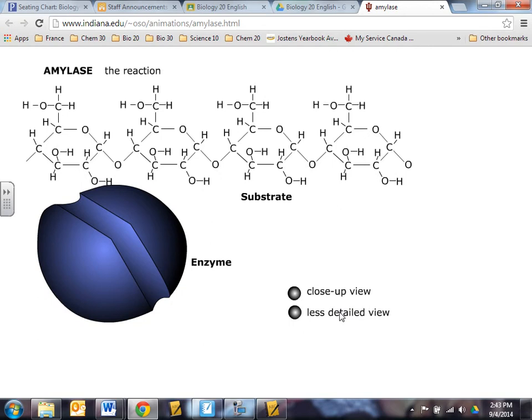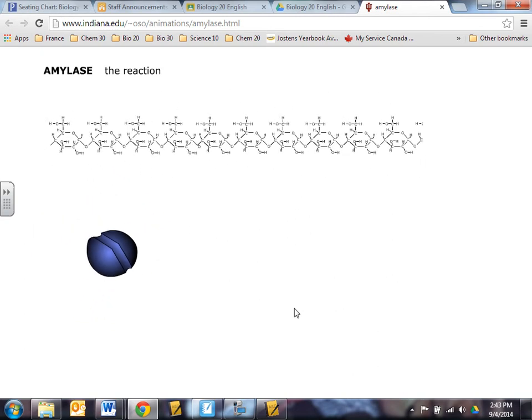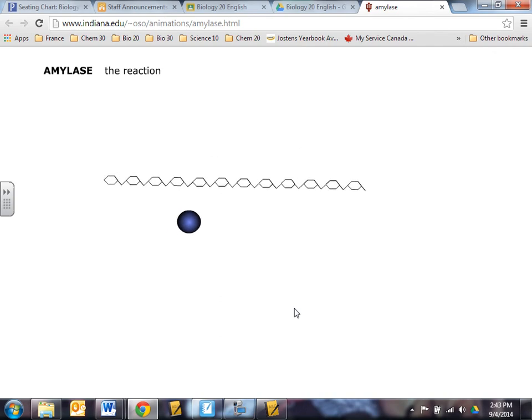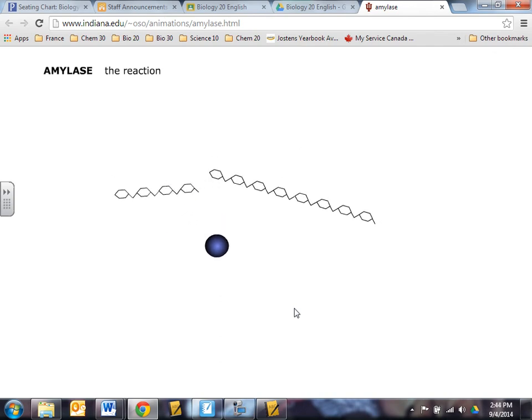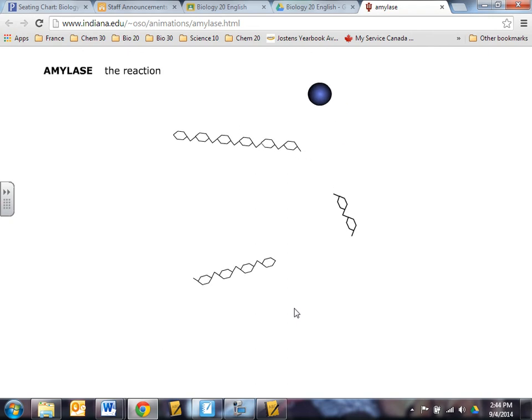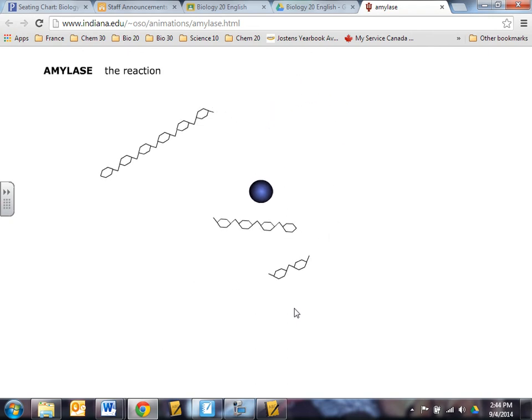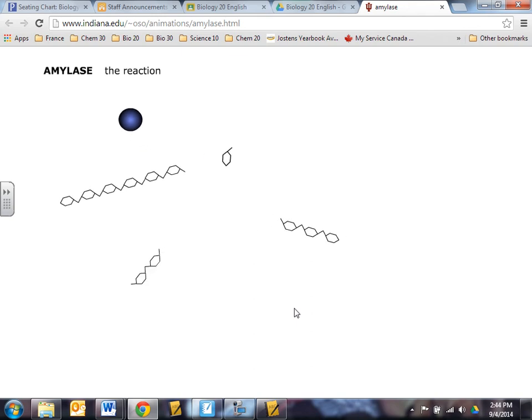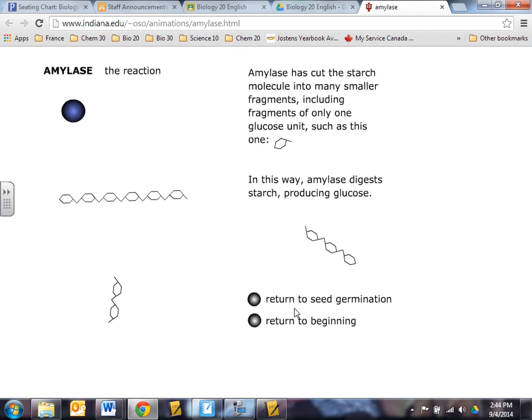Now I'll show you, first of all, the less detailed view that kind of shows you overall what's happening. You'll see that the substrate and the enzyme meet up, and when they do, the substrate is broken apart. And so this enzyme, amylase, is helping break apart the long chain of glucose molecules to make much smaller pieces, and that helps with digestion.